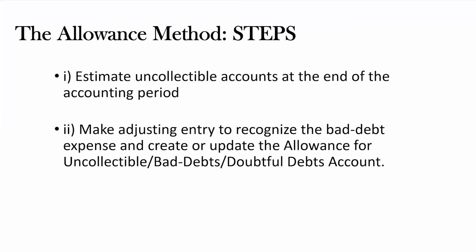We need to do an entry to recognize the bad debt expense that we've created, and then to create an allowance for bad debt expense, or an allowance for uncollectible, or an allowance for doubtful debts. All these are the same thing, just different names that you can call it. So with this method, we're making a provision. With this provision, we're saying, okay, for the upcoming year, this is what we're estimating that we're not going to collect. This is what we're estimating that our bad debts will be.